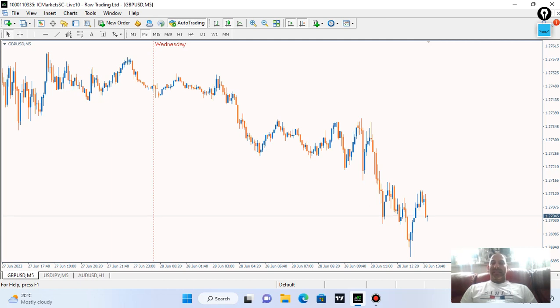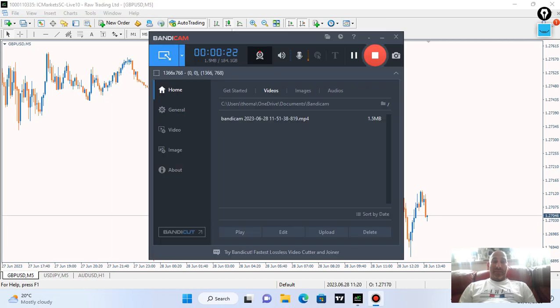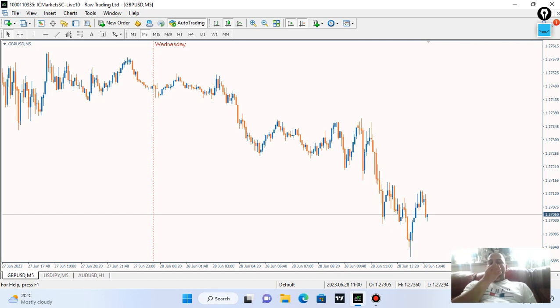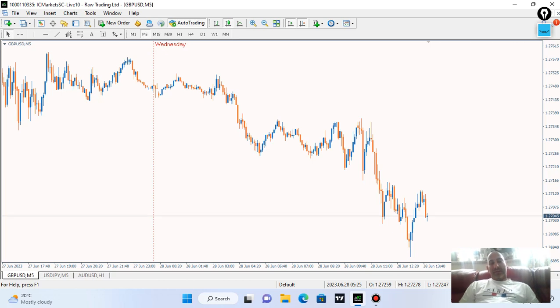But here's the thing, I want to share something with you today regarding my strategy that I'm currently using. It's basically break and retest and supply and demand. So these are the main two strategies that I'm currently using.